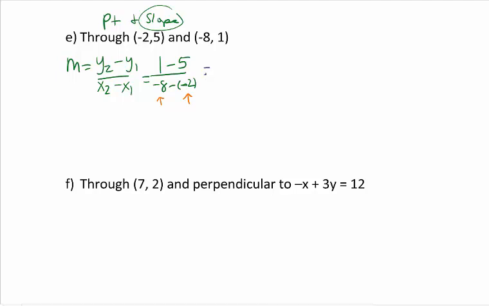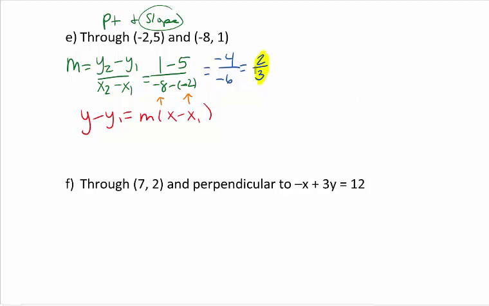So it did work. So I get a negative 4 on the top. This becomes a negative 8 plus 2. So I should get a negative 6. So that simplifies down to a positive 2/3. Really important. The negatives cancel out. So my next step, I'm going to use y minus y1 equals m times x minus x1. I'm using my point slope formula.